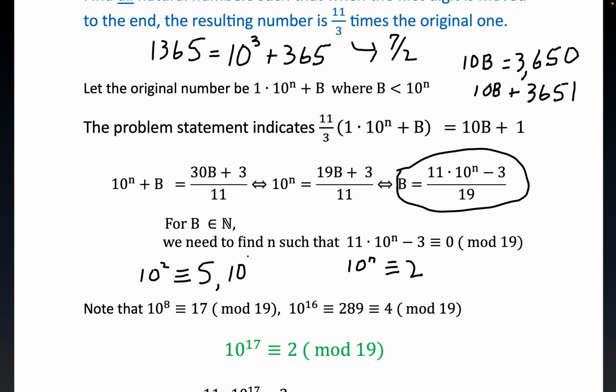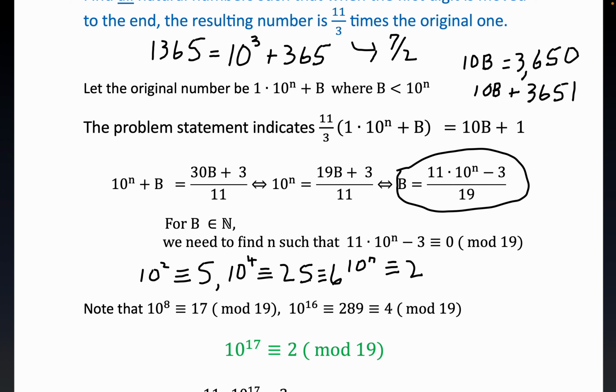10 raised to the fourth power would be congruent to 25. Right, folks? You can multiply congruences just like you can multiply regular equations. But notice that 25 is congruent to 6, okay? And so on. I won't work the rest of this. You guys can verify all that.